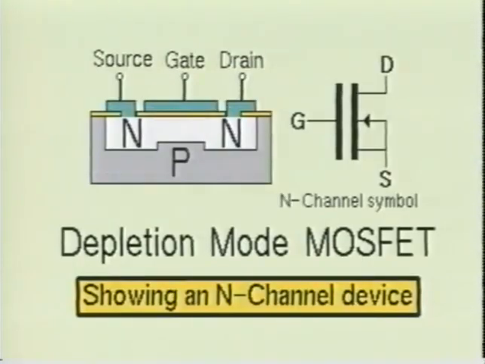Next, we shall look at the depletion mode insulated gate MOSFET. As you can see, it is very similar to the enhancement mode MOSFET. The primary difference being that this device has a lightly doped channel placed between the two heavily doped source and drain blocks. You should also have noticed that this channel is made of the same type of material as is used to form the source and drain blocks.